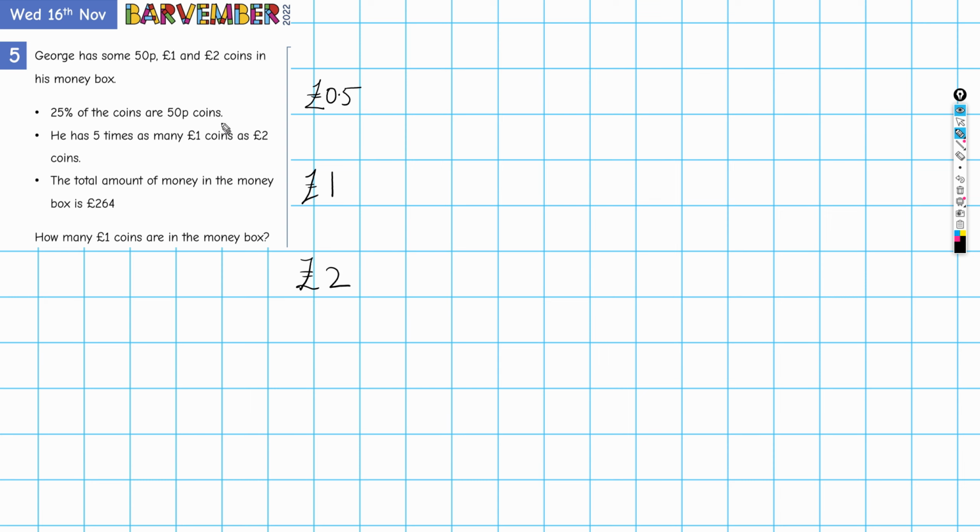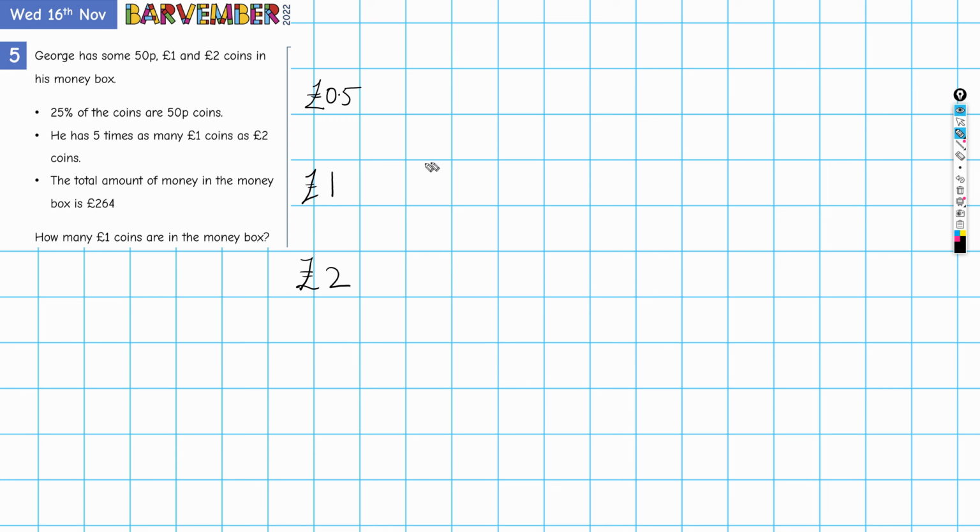Okay, so where am I going to start? Well, I'm not going to start here because I don't have 25% of what. I don't have enough information yet, because I have an amount of money here. I don't have the number of coins, so I can't deal with that yet. But this looks like a good place to start because he has 5 times as many £1 coins as £2 coins. So I am going to represent 5 £1 coins.